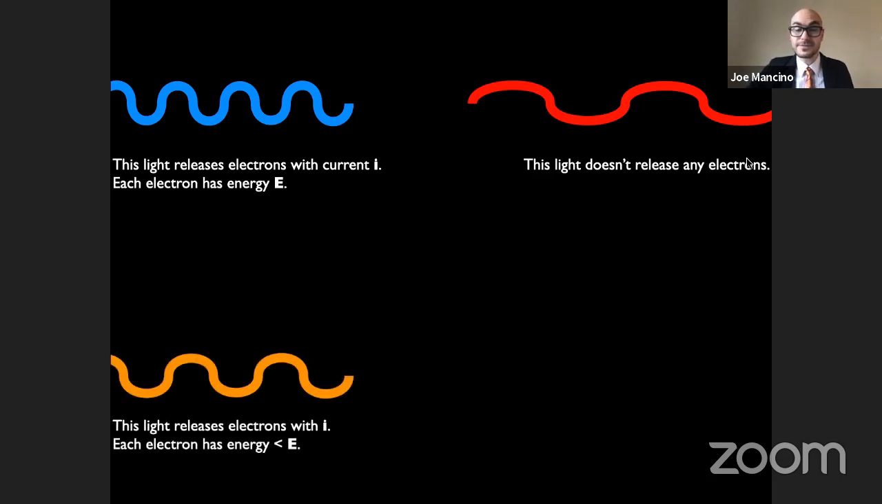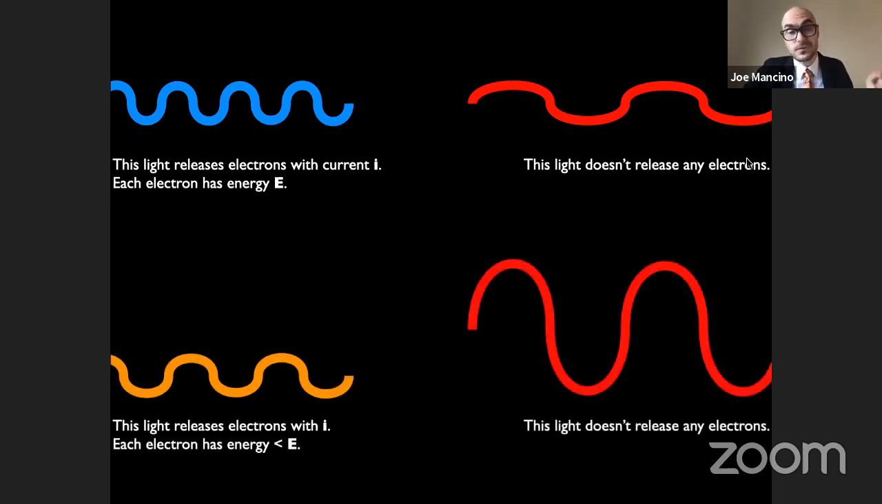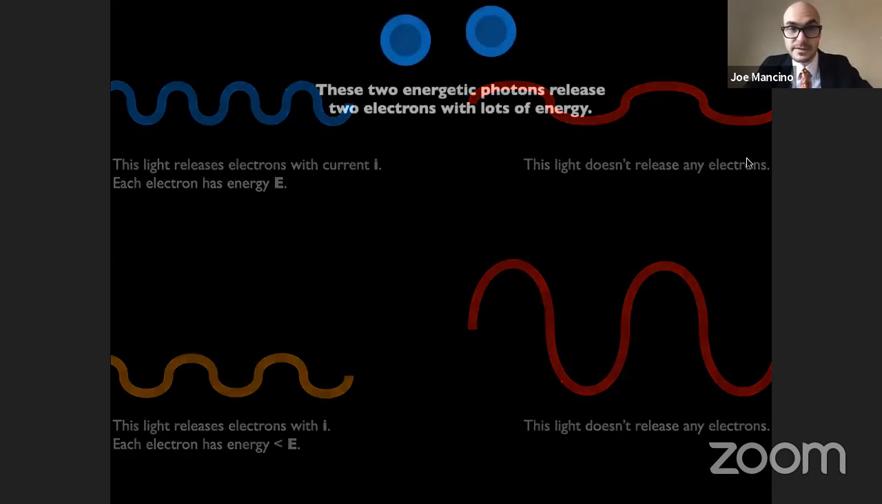Orange light can do it. Even bright red light can't do it. And that doesn't make any sense. No matter how bright you make light, if it's too red, if it's too low energy, no electrons are emitted. There's no way to explain that with a wave. A big wave should be able to knock electrons off. But the particle model makes it make sense.